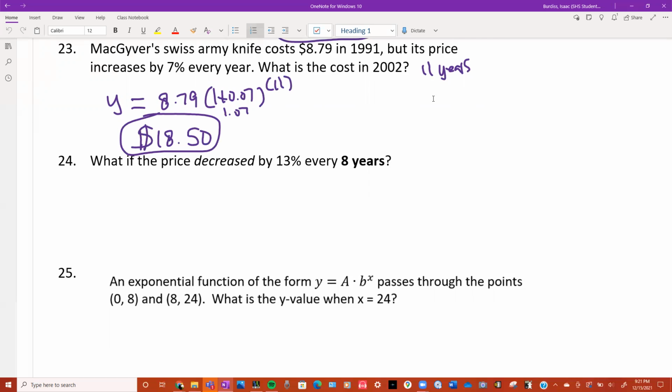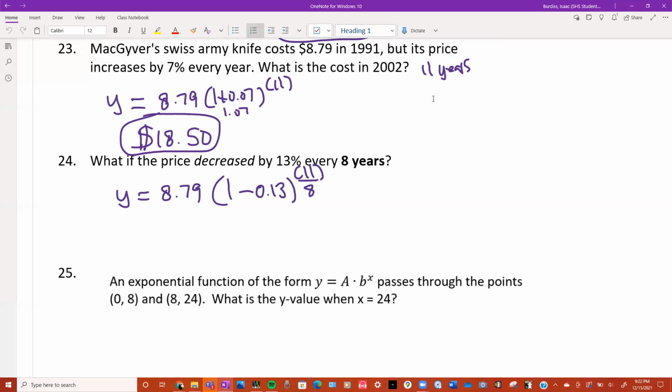And then it says, what if the price decreased by 13% each year? Still the same initial amount, but instead we have 1 minus that, because it's always 1 plus or 1 minus. And then every 8 years, that changes things. Instead of just X, it's got to be X divided by 8 every 8 years. Remember? Or 1/8 X, either way. But we need to still plug in 11 for X.